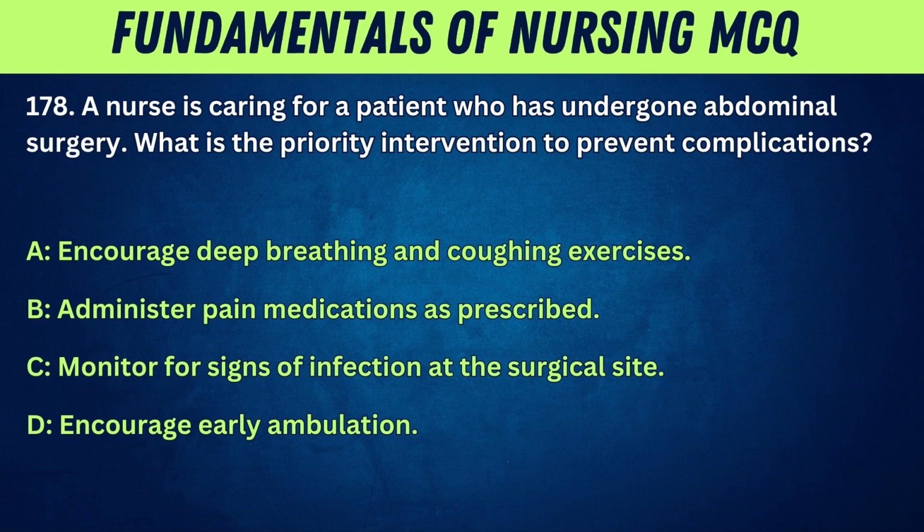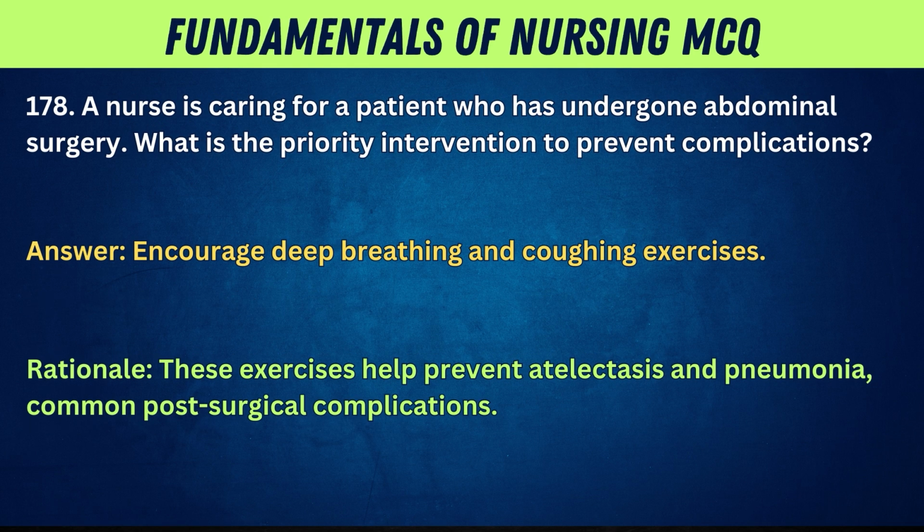178. A nurse is caring for a patient who has undergone abdominal surgery. What is the priority intervention to prevent complications? A. Encourage deep breathing and coughing exercises. B. Administer pain medications as prescribed. C. Monitor for signs of infection at the surgical site. D. Encourage early ambulation. Answer. Encourage deep breathing and coughing exercises. Rationale. These exercises help prevent atelectasis and pneumonia, common post-surgical complications.